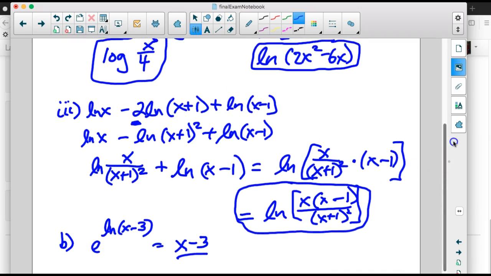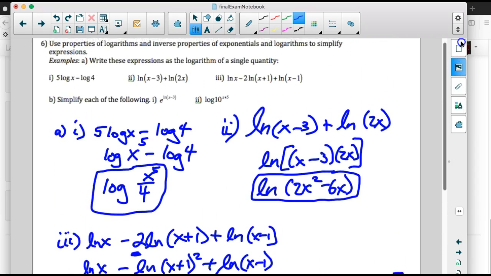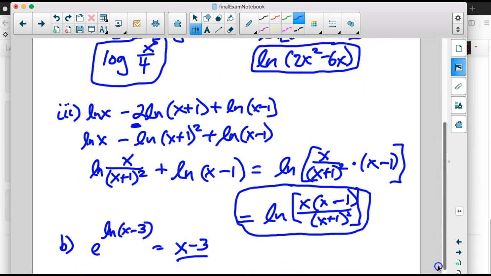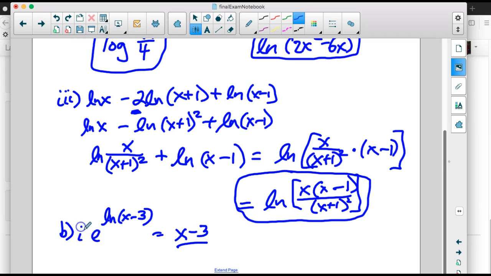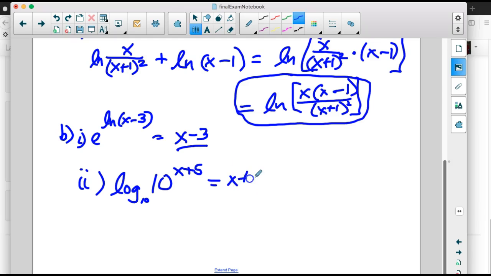Same thing happens on the next problem on part B, where you have log 10 x plus 5. So in this case, this is base 10, and since these are the same bases, then they are inverses of one another, and the answer is just x plus 5.